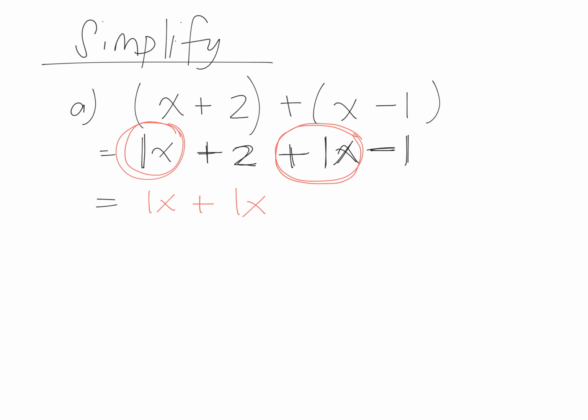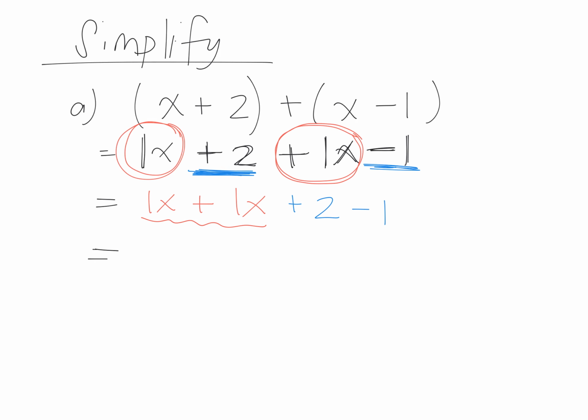Now, we also have a plus 2, and I have a take away 1, correct? Okay? I cannot add 2 to my x's. I can't put those together. I can only group my like terms together. So we're going to simplify this.